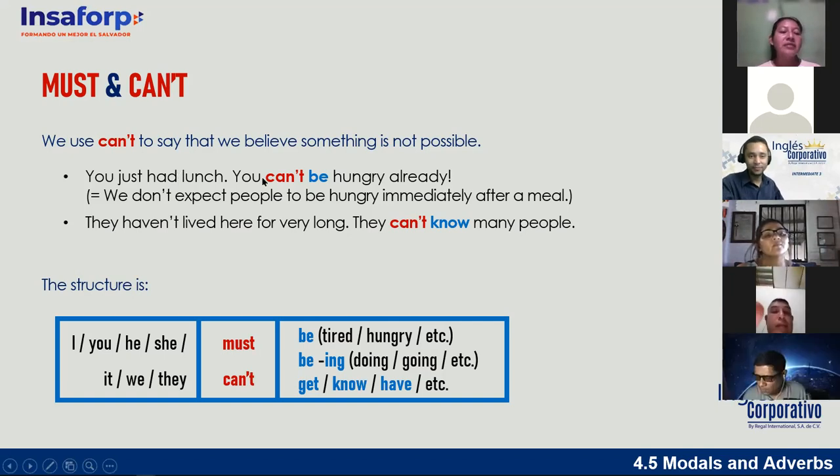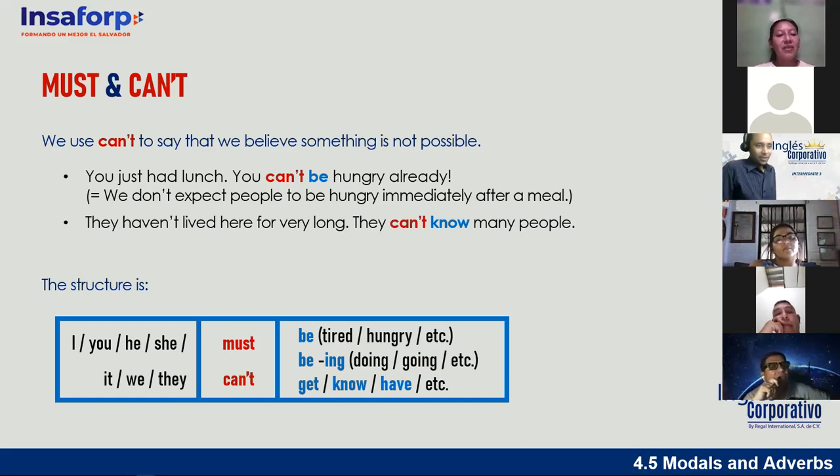We use can't to say that we believe something is not possible. Okay, first example, please. You just had lunch. You can't be hungry already. Thank you. So you just had lunch. You can't be hungry already. Acabas de almorzar, le dice. No puedes tener hambre ya. Yeah. So that means we don't expect people to be hungry immediately after a meal. Okay. Thank you, Griselda.